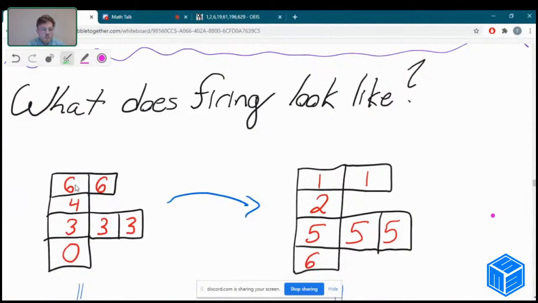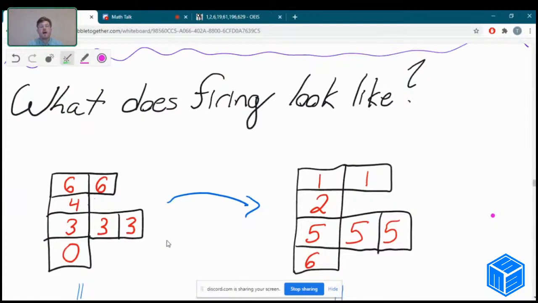My configuration is 6643330. Now, if we think of that as a graph, think of it not as a polyomino, that is K7, the complete graph on 7 vertices, where 2 of the vertices have 6 chips, 1 has 4, 3 of them have 3, and 1 of them has 0.